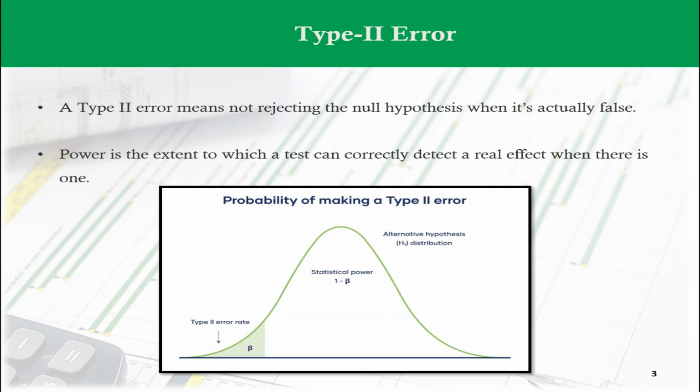The alternative hypothesis distribution curve below shows the probabilities of obtaining all possible results if the study were repeated with new samples and the alternative hypothesis were true in the population. The Type 2 error rate is beta, represented by the shaded area on the left side. The remaining area under the curve represents statistical power, which is 1 minus beta. Increasing the statistical power of your test directly decreases the risk of making a Type 2 error.